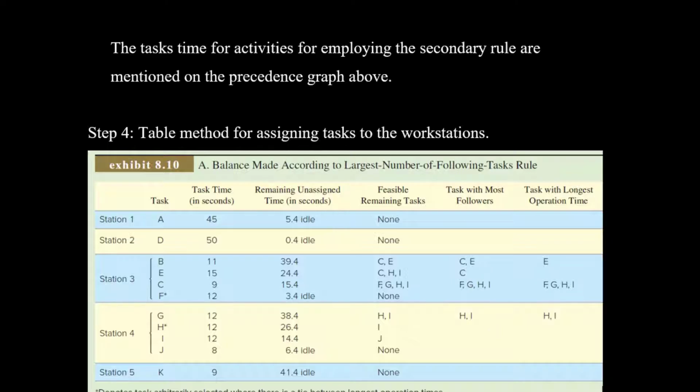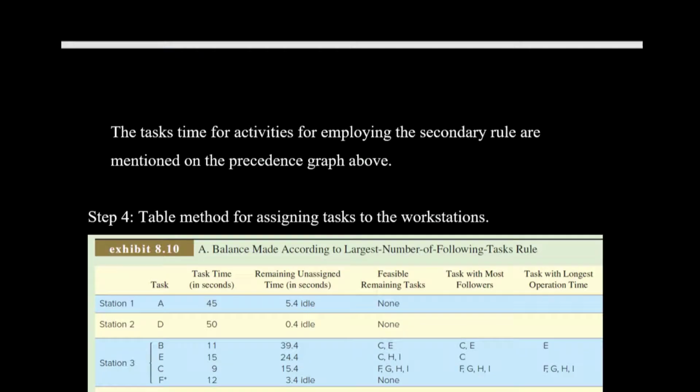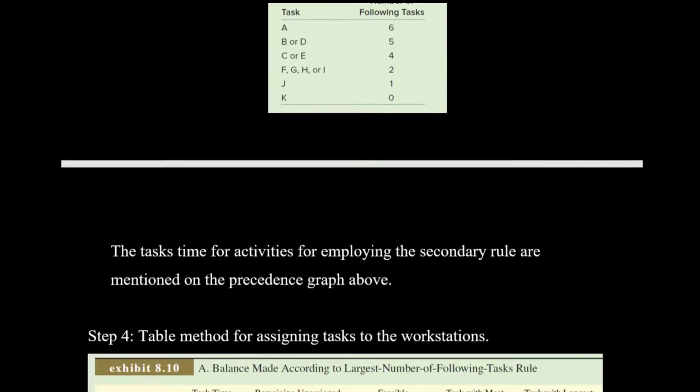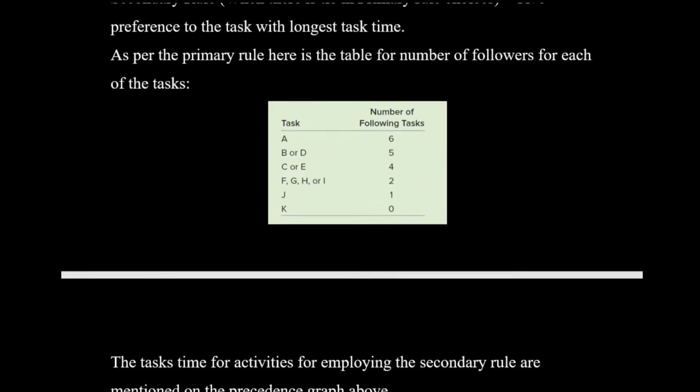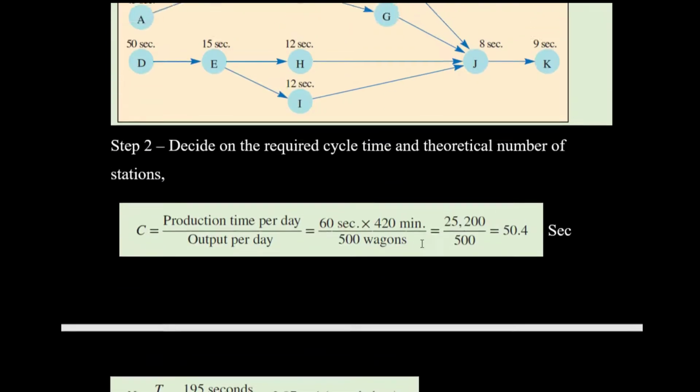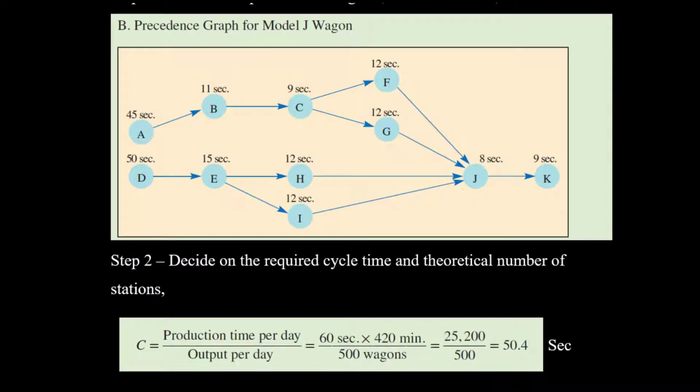The secondary rule, which is based on the task times, is already available in this diagram. The task times are used in case there is a tie in the primary rule. So now we are set to start allocating the various tasks, keeping in mind 50.4 as the cycle time and the precedence relationship which is clearly mentioned here.